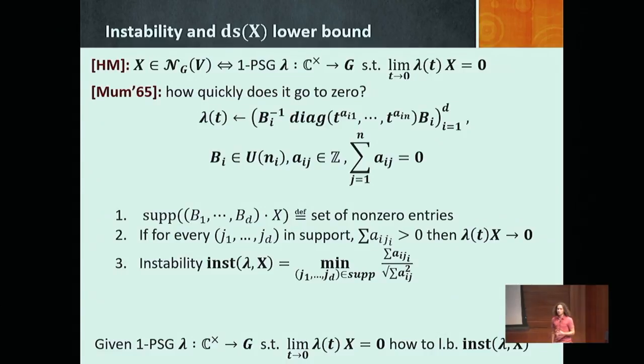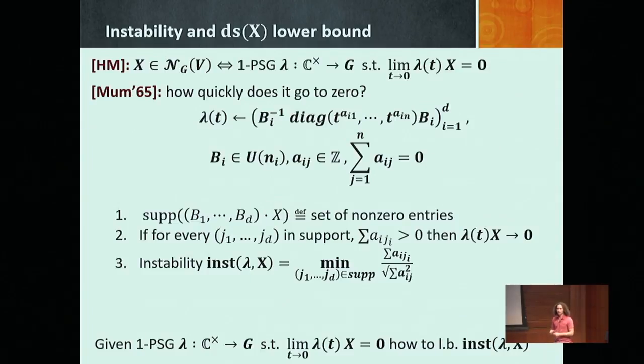Now, how quickly does it go to 0? Let's look at the one parameter subgroup again for the tensor action. As Ankit mentioned, the one parameter subgroup can be given by B_i inverse times these diagonals. This is only the ith element of the tensor action. It is given by a diagonal of t to some integers, which sum to 0, and the B_i can be any unitaries. If you can drive to 0, Hilbert-Mumford shows that you can drive it like this. Now, let's look at the support of the tensor after you act on it by these unitaries, B1 up to Bd. Okay?